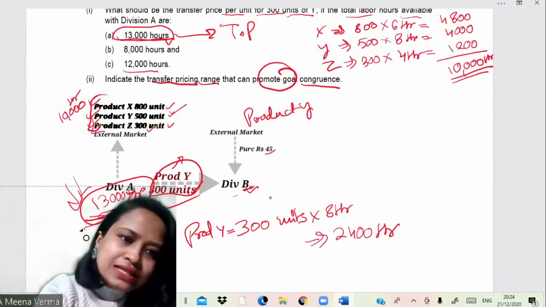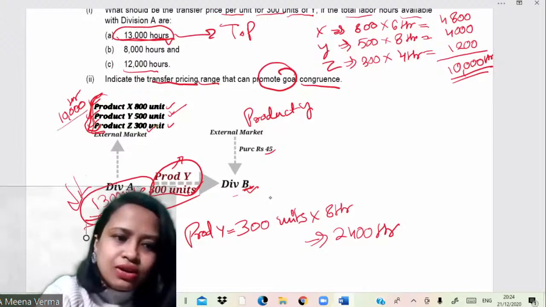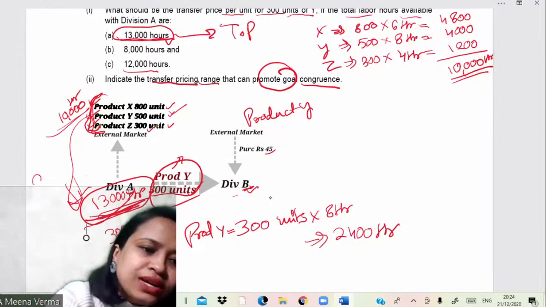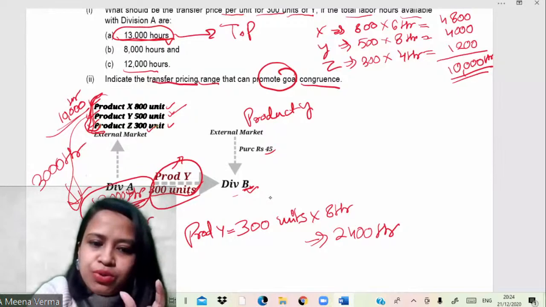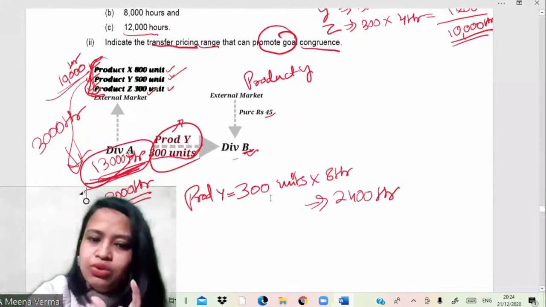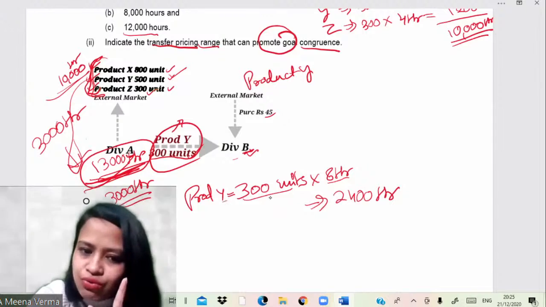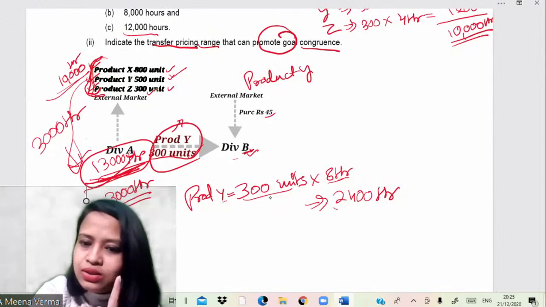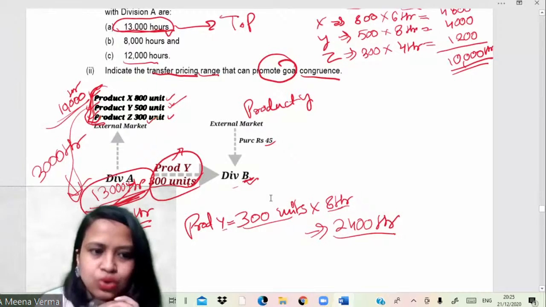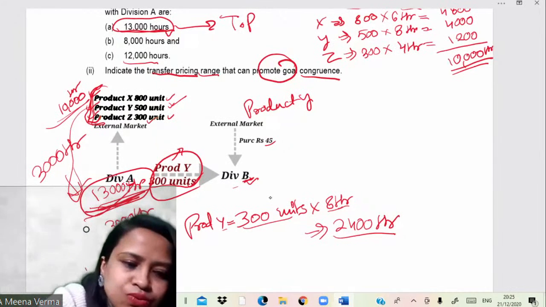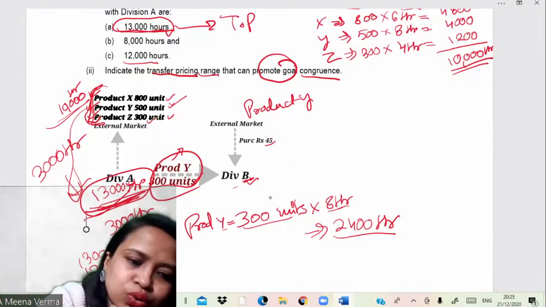For the external markets, for producing product X, product Y, and product Z, you need 10,000 hours. So you can see here you have spare capacity of 3,000 hours. In that spare capacity, you can produce product Y for division B. How many units of product Y are required? 300 units. For each unit of Y, you need 8 hours. So how many hours are required here? 2,400 hours. So you can do the entire production in how many hours? 12,400 hours. And how many hours are available? 13,000 hours. So you have enough resources.